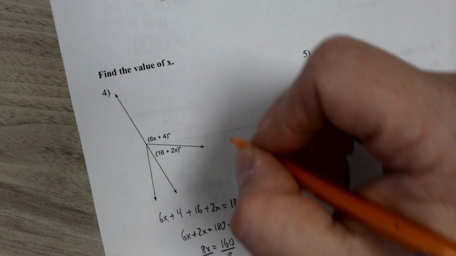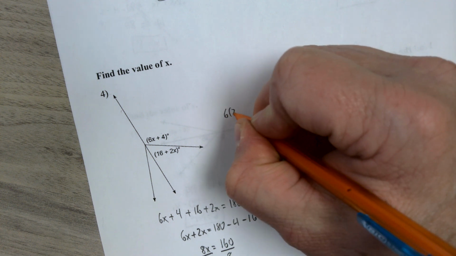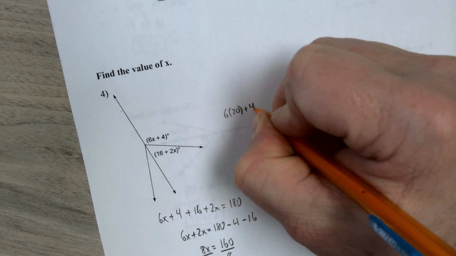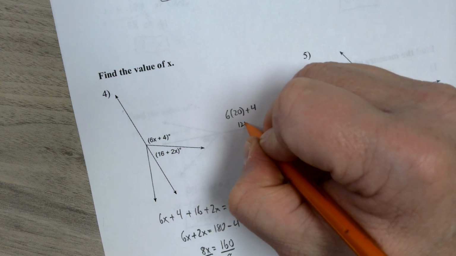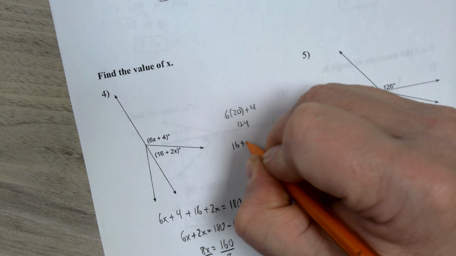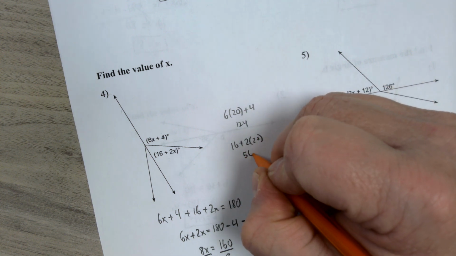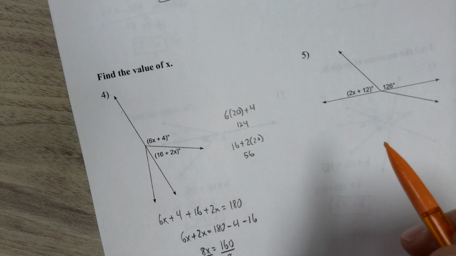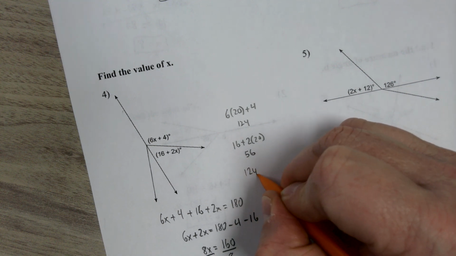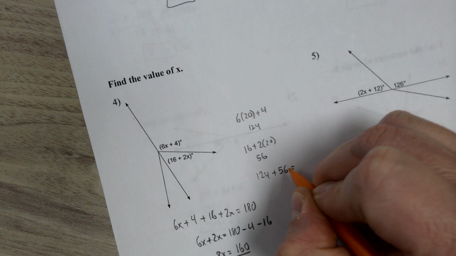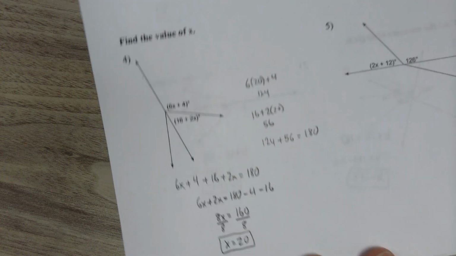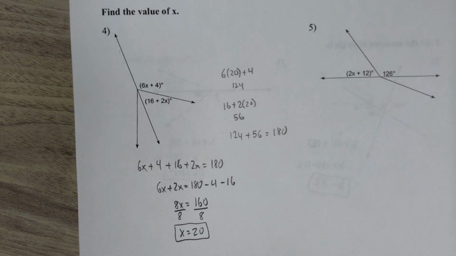We can confirm that that is true just by checking 6 times 20 plus 4. That is 124. Then we'll do 16 plus 2 times 20. That is going to be 56. When you double that, that's 40 plus 16, 56. And 124 plus 56 is going to be 180. So you definitely want to go through and compare those, like plug that answer back in, make sure that it works. Because if you wind up making a mistake, chances are it's going to show up in this process.